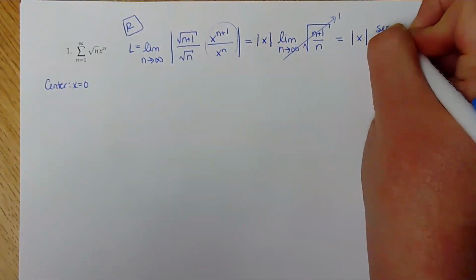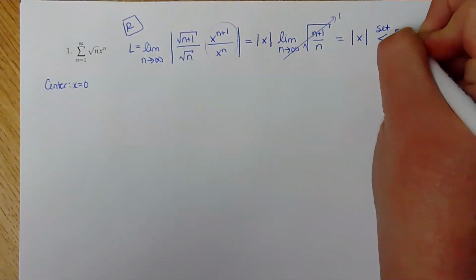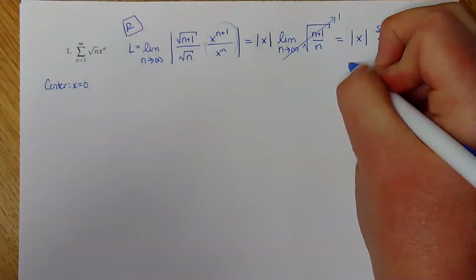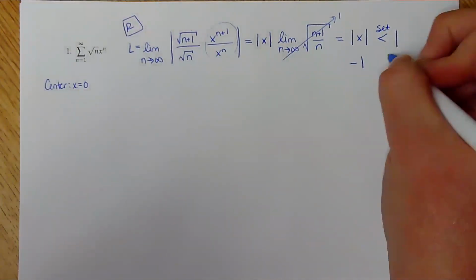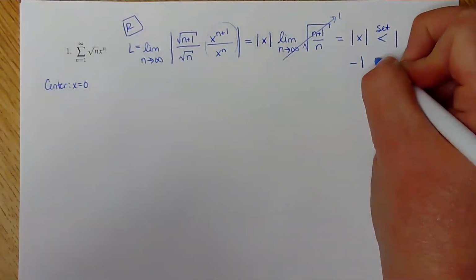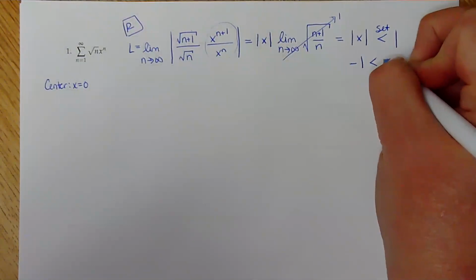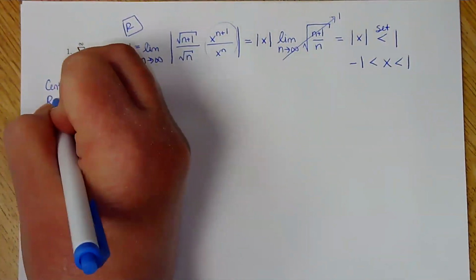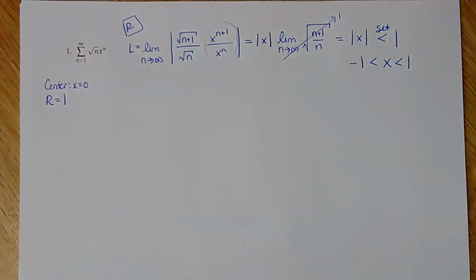I'm going to set that to be less than 1, since we know that the ratio test converges if our limit is less than 1. And so if I expand out this absolute value, I get the inequality -1 less than x less than 1. So this gives me a radius equal to 1 over here. And then my next step is to test my endpoints.